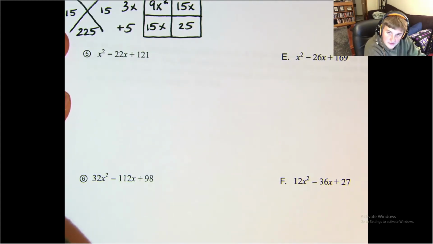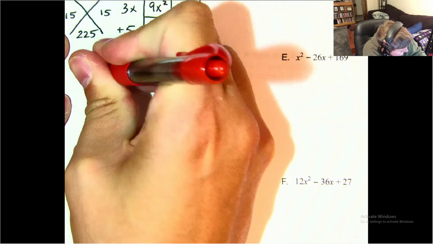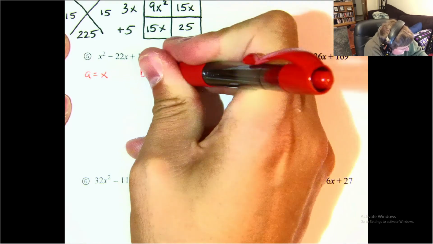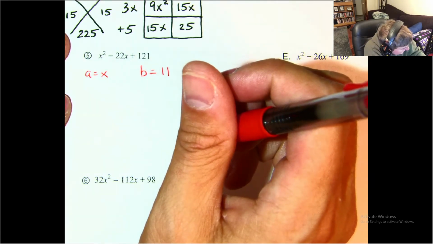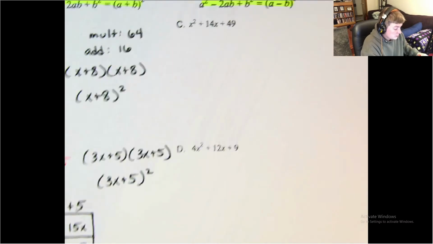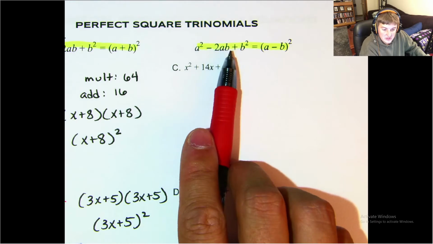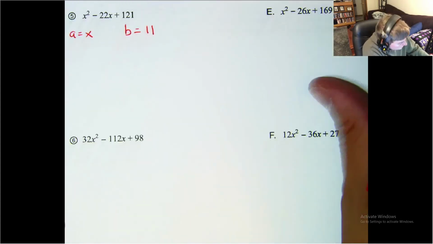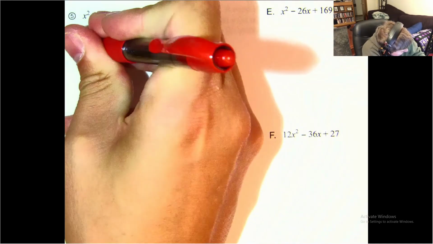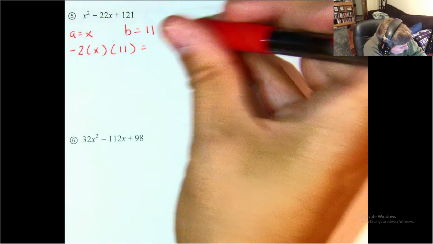I'm looking at this and saying that the first term is x, and the root of the last one is 11. So now I just need to check, does... One thing I should mention is when the middle term is negative, instead of 2 times the root of the first times the root of the second, you're checking negative 2 times the root of the first times the root of the second. So here I would check, does negative 2 times x times 11, well, what is that? That's negative 22x.